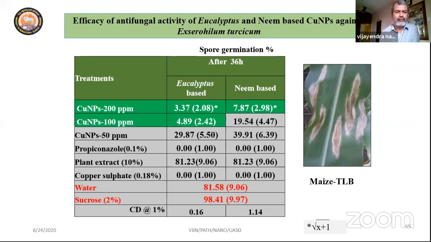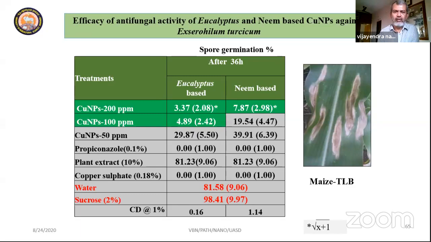But what is most important is, when I use the substrate, the copper sulfate, it is also effective. But the problem in this case is that copper sulfate at this concentration is phytotoxic. Where I use these copper nanoparticles, they are non-phytotoxic. So that is the point. If it is effective, and you also reduce phytotoxicity, you can use them for further studies.